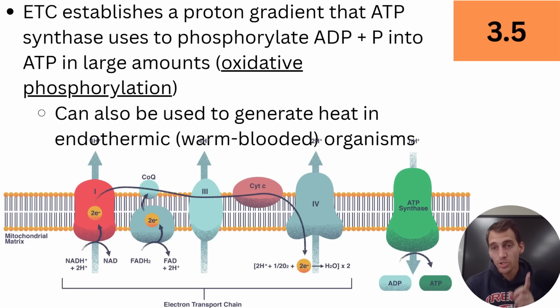All right, the electron transport chain, the ETC, establishes a proton gradient that ATP synthase, yes, ATP synthase, uses to phosphorylate ADP into ATP in large amounts. And this whole process is what's called oxidative phosphorylation in the presence of oxygen, which we're going to see what it does here in just a second and why that's important. In the presence of oxygen, ATP synthase is going to use that proton gradient to phosphorylate ADP and make ADP into ATP.